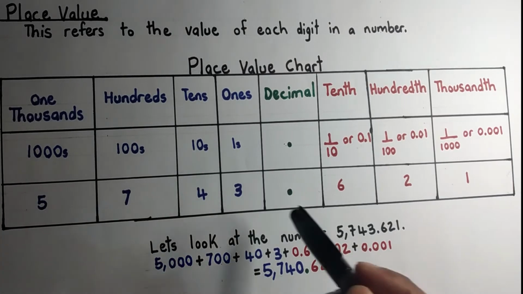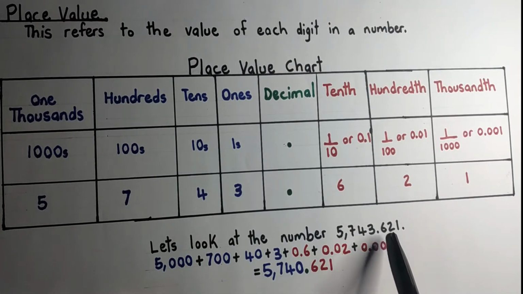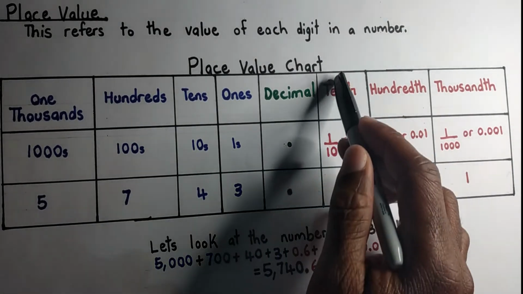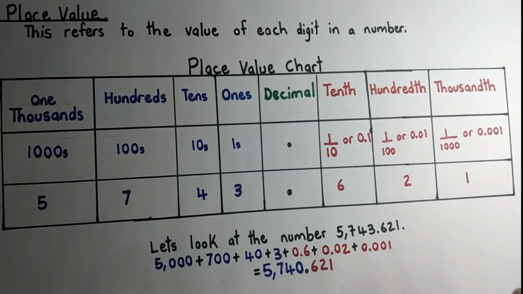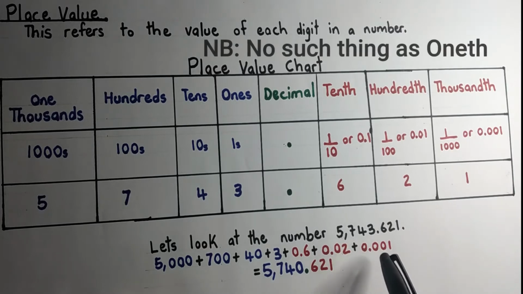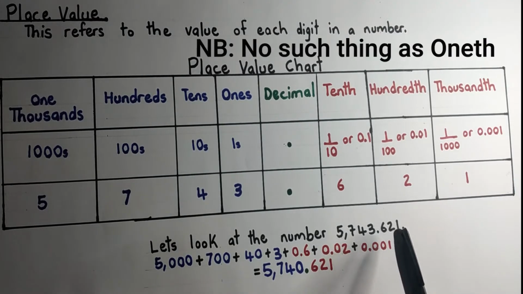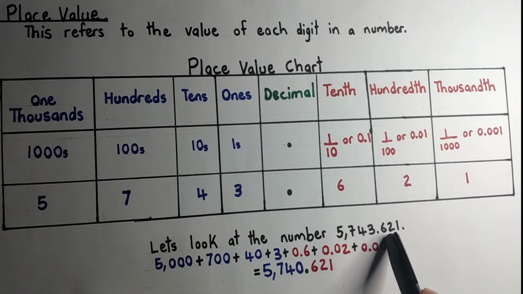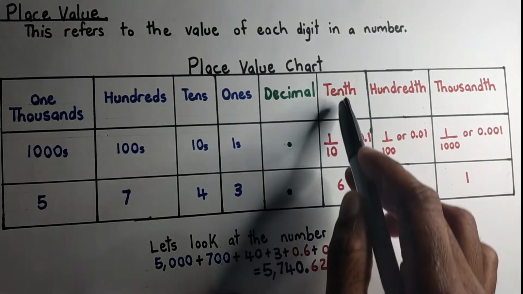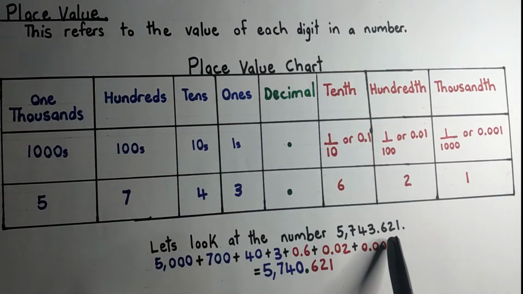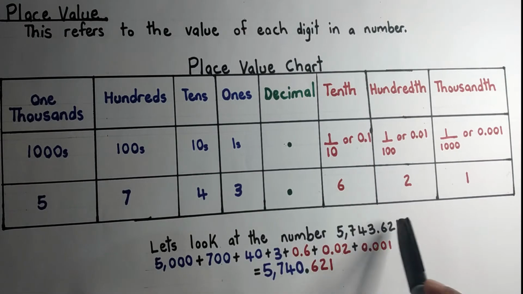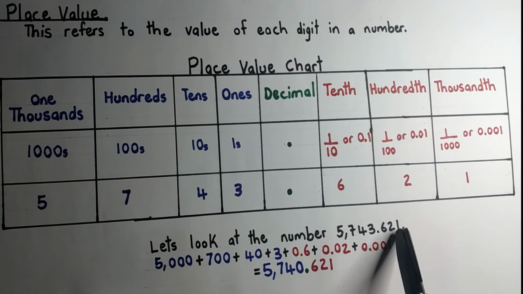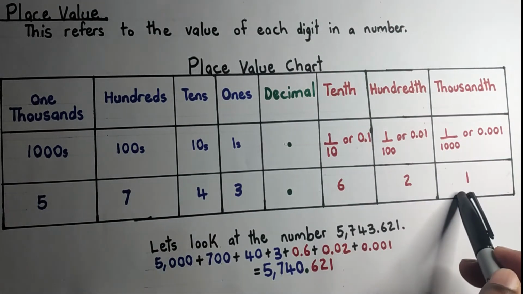Now the first digit to the right, we start off with tenth. There's no such thing as oneth. I want to make that clear. I always mess with my students about that one, but there's no such thing as oneth. So the first place after the decimal point, we refer to that as the tenth. So the 6 will fall under the tenth column, the 2 will fall under the hundredth column, and the 1 would fall under the thousandth column.